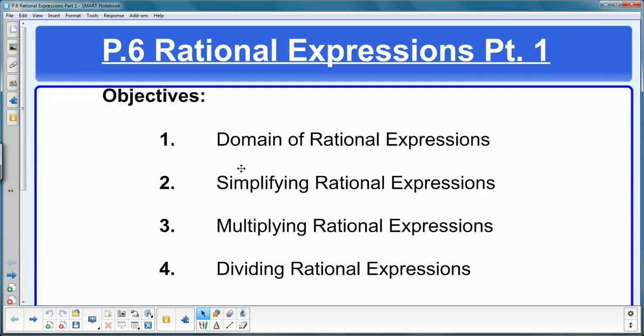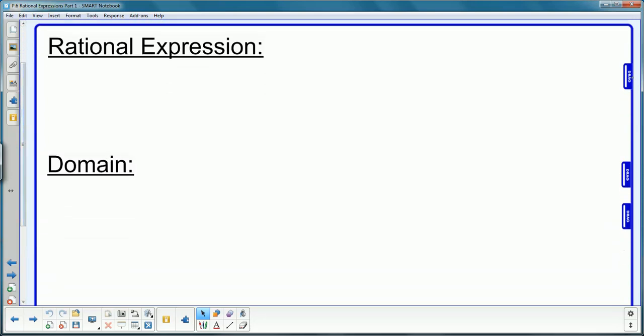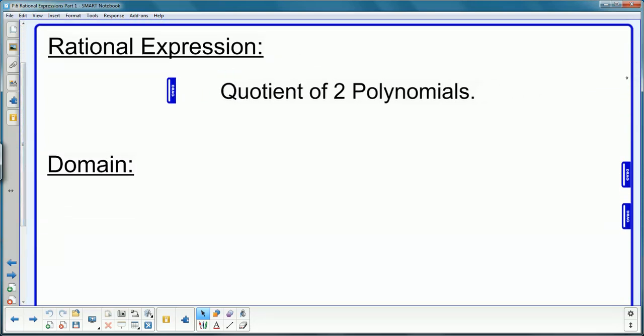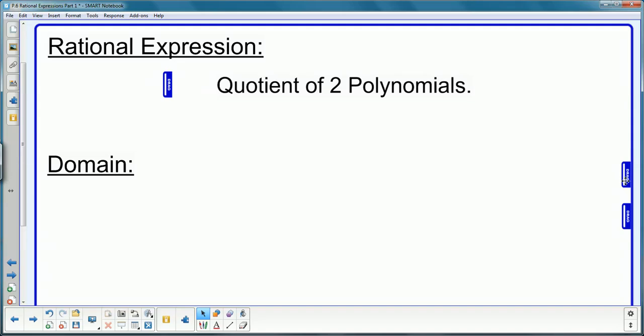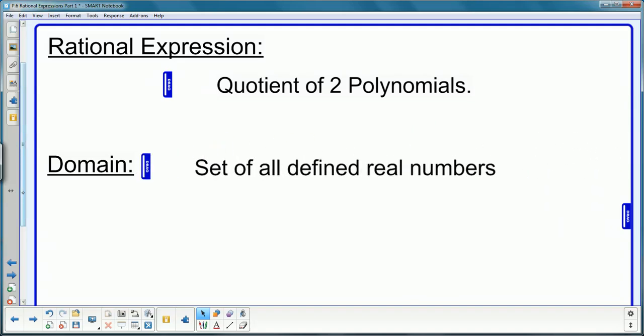So today we're going to talk about domain, and more importantly domain restrictions, and then how to simplify, multiply, and divide rational expressions. To start, we need the definition of a rational expression. We're just going to call that a quotient of 2 polynomials. And our domain then is all real numbers which make that rational expression defined.